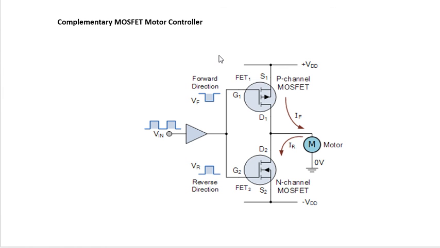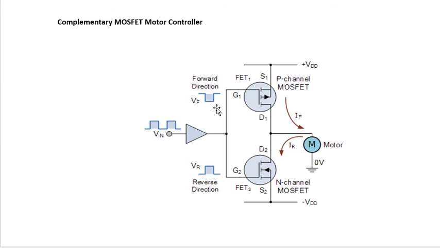What we have done here is that we have provided positive to the P channel MOSFET and we have provided negative to the N channel MOSFET, and from here we are providing positive or negative pulses. So when we provide a positive pulse, then only this N channel MOSFET will turn on and current will flow from this ground to negative potential, and the motor direction will be like this.